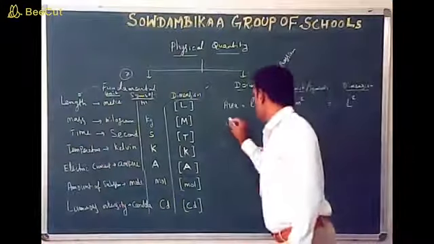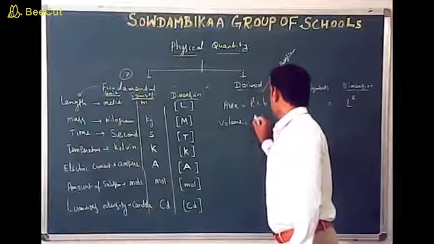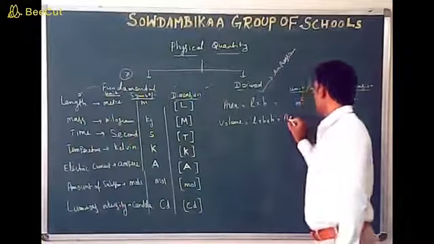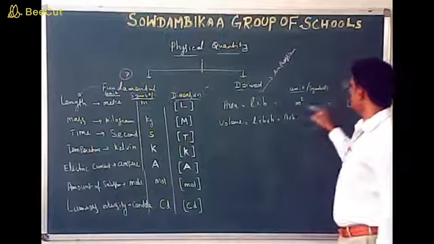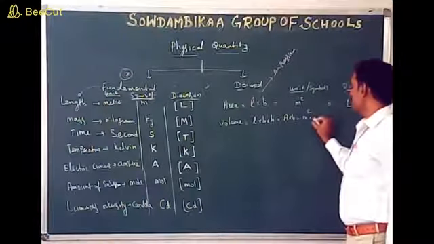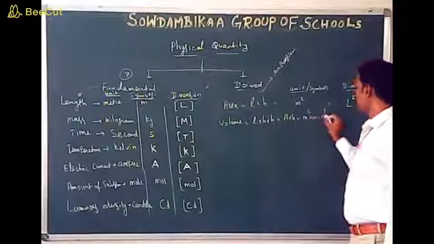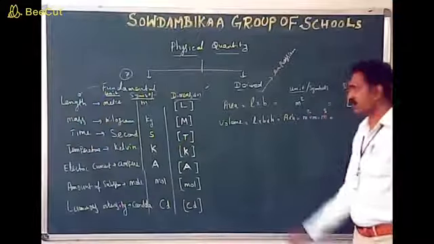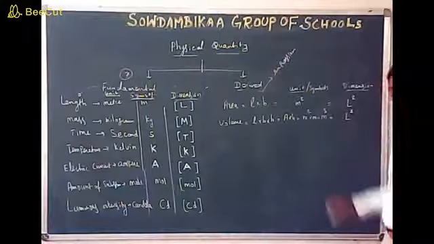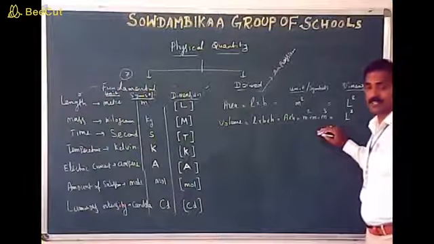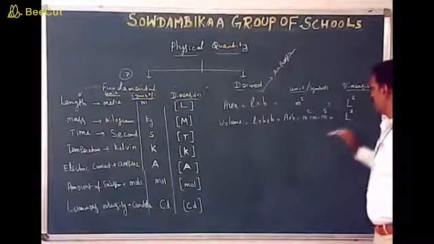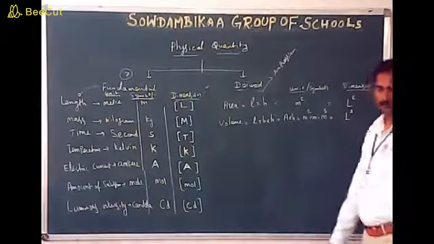Like volume: length into breadth into height, or otherwise area into height. Area is meter square, and height is also in meter, so meter square into meter is meter cube. So the dimension for volume is L cube. That's a starting point for dimensional analysis. Area has the dimension L square, and volume has the dimension L cube.